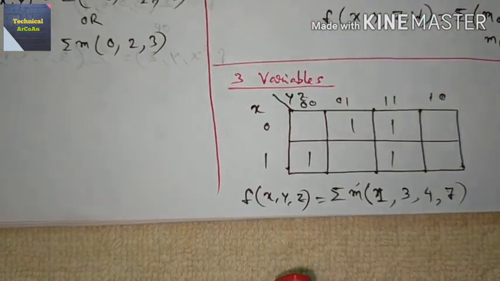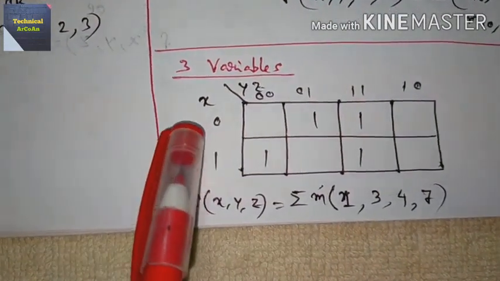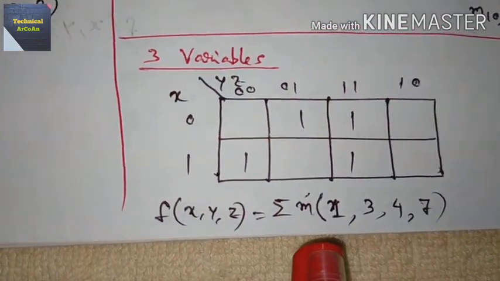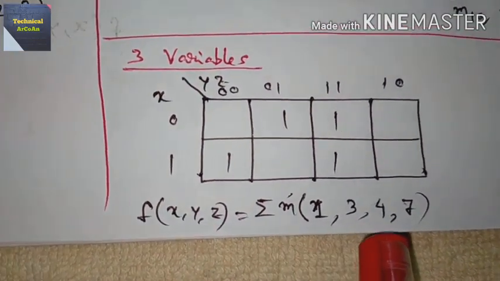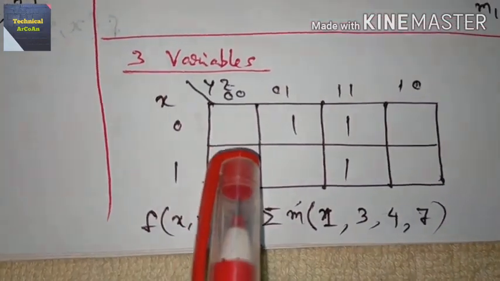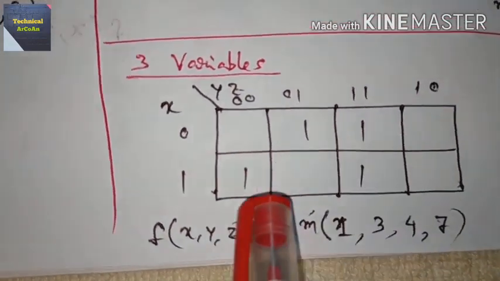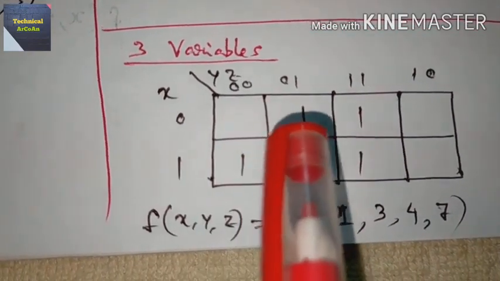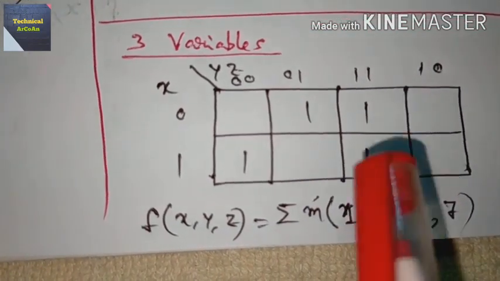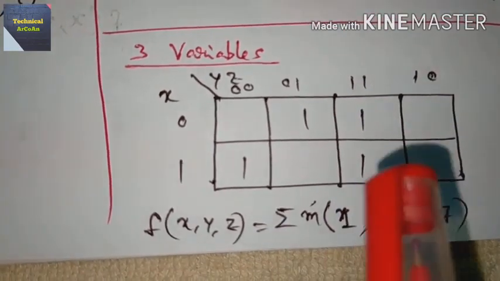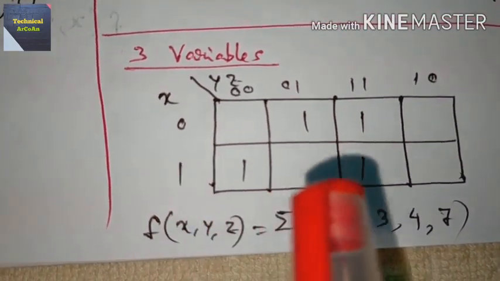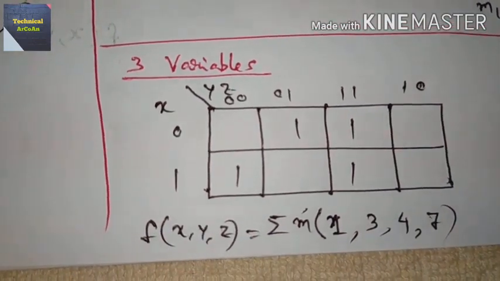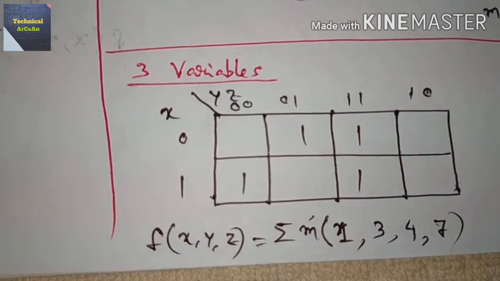Okay, now for three variables, x, y, z, we define a function as summation 1, 3, 4, 7. We know the positions are m0, m1, m2, m3, m4, m5, m6, m7. Okay, so first is 1, so 0, 1, this position. After that, 3 means this position. Next, this is the 4 position. Next is 5, 6, 7, this position. So in that way, within the Karnaugh map, we put 1 when we get this type of expression for 3 variables.